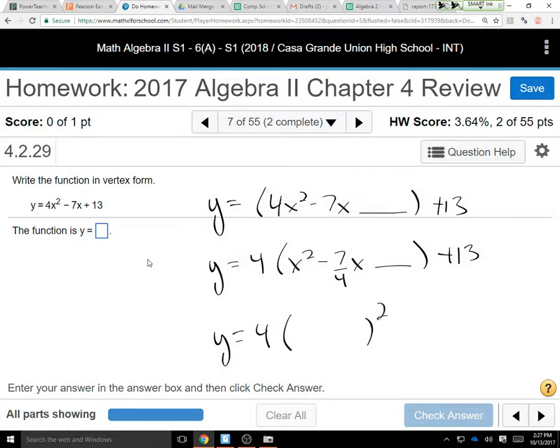Now let's complete the square. What goes in the first slot? X. Second slot? It's half of that negative 7/4, isn't it? So that would give me negative 7/8. Do you guys not know how to take half of something? Check it out. Half of negative 7/4 is, what's 1 times negative 7? And what's 2 times 4?